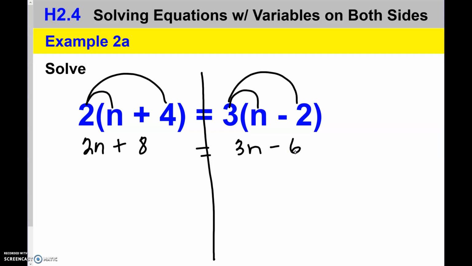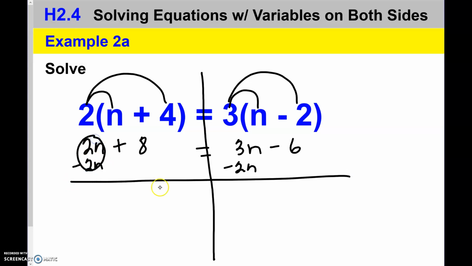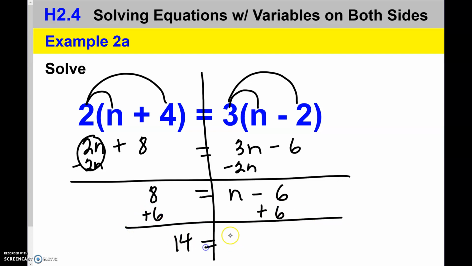All right, now I want to get my letters together. So I have a 2n and a 3n. Okay, I'm going to move the smaller one. So I'm going to subtract 2n. So these are going to cancel out, and I have 8 equals n minus 6. Okay, n minus 6. So to move the 6, I need to add 6 to both sides. And I get 14 equals n. Okay, so we had to do some distributing first, and then we combined our variables.